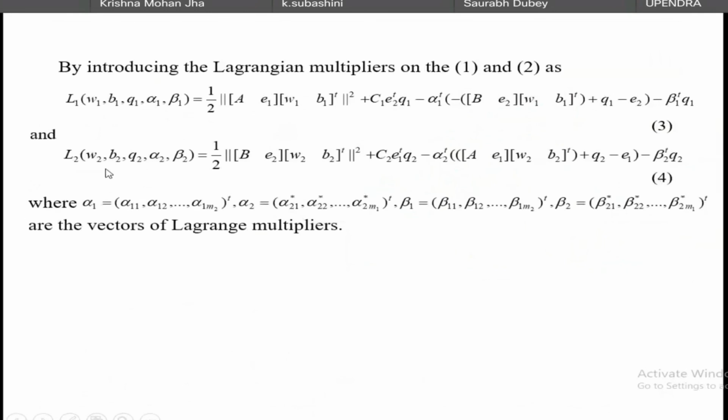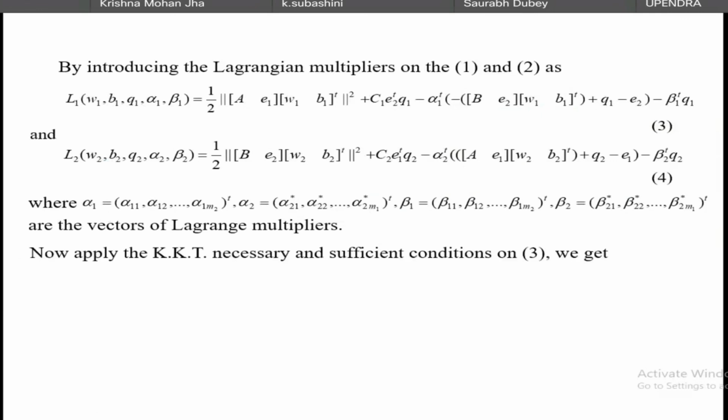You will see this is L2. Obviously here the unknowns for the first Lagrangian are W1, B1, Q1, alpha 1 and beta 1, and for this particular Lagrangian function we have the unknowns W2, Q2, B2, alpha 2 and beta 2. As I already told you, alpha 1, alpha 2, beta 1 and beta 2 are the Lagrangian multipliers.